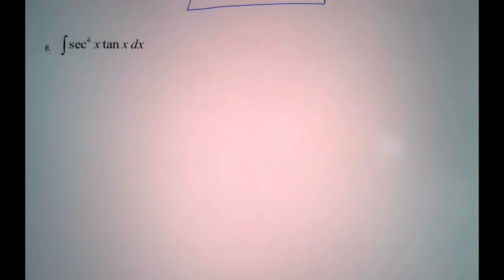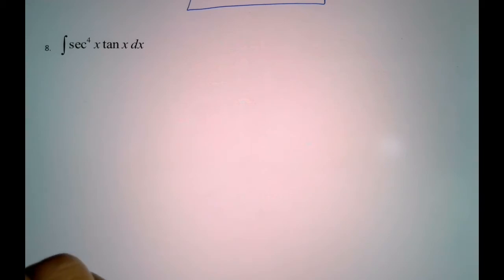I definitely see a couple of things. Let me take a look at what I've got going on. I've got the power of the secant is even and positive. I have the power of the tangent is odd and positive. And we could see where this will take us. So we can do a couple of different things. But I think I'm going to go with that first one. The power of the secant is even and positive. Save a secant squared factor and convert everything else to tangents.